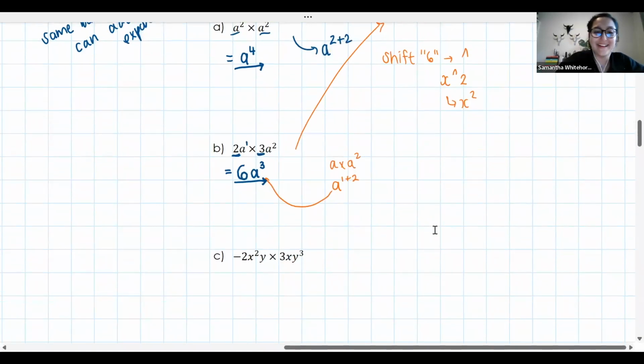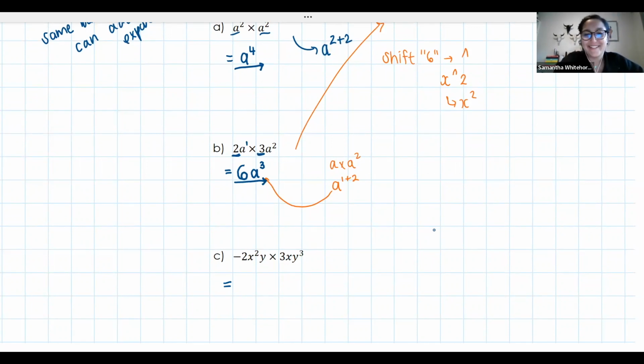Hi, ma'am. Hi, how are you? I'm good, and you? I'm good, thank you. Okay, so I did 2 times 3, and then I got negative 6x, and then I said 2 plus 1 for the exponent of x. Good. And then I wrote y, 1 plus 3. And that gives you an exponent of? Negative 6x cubed, and then y to the power 4.